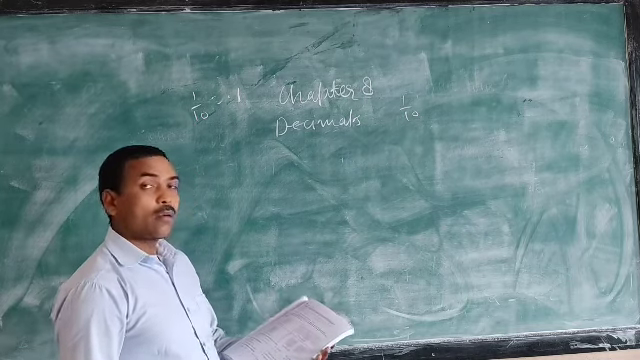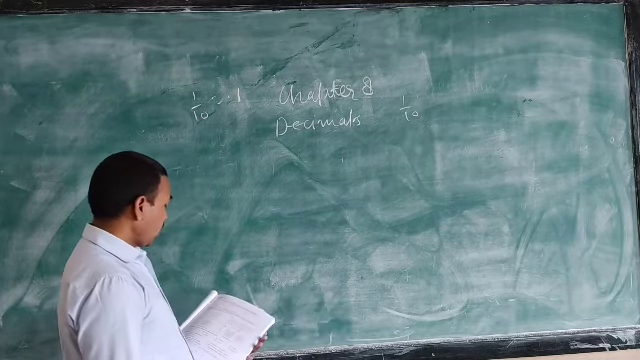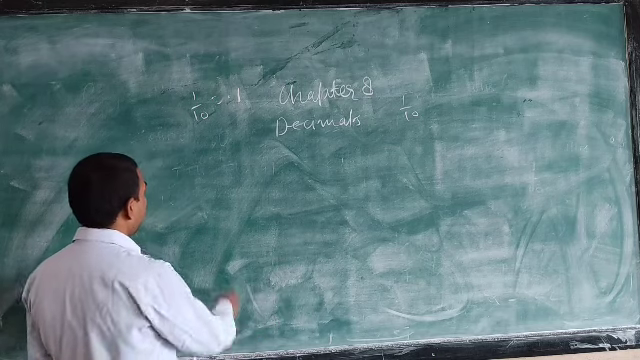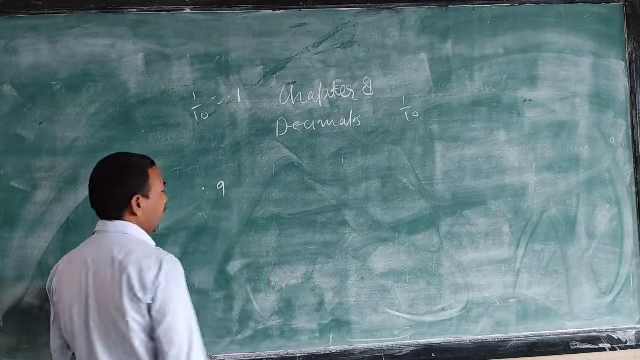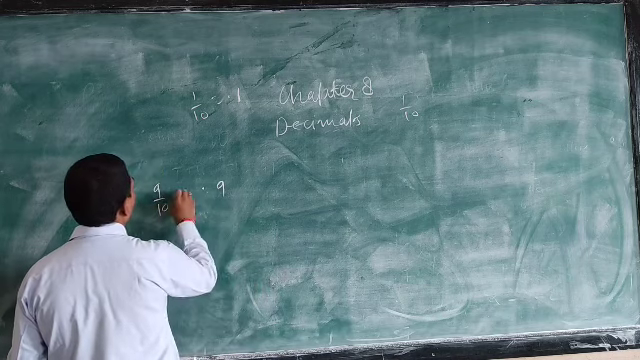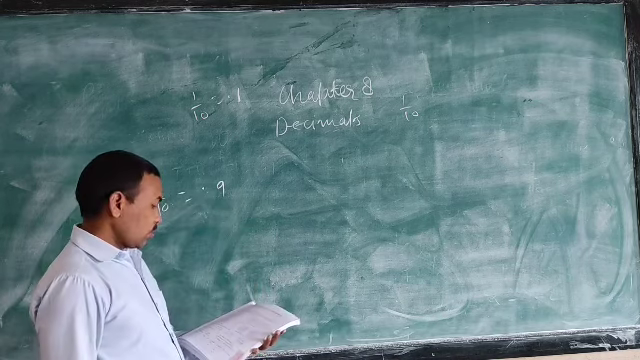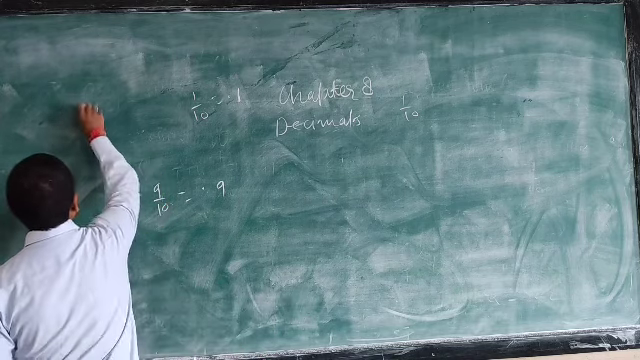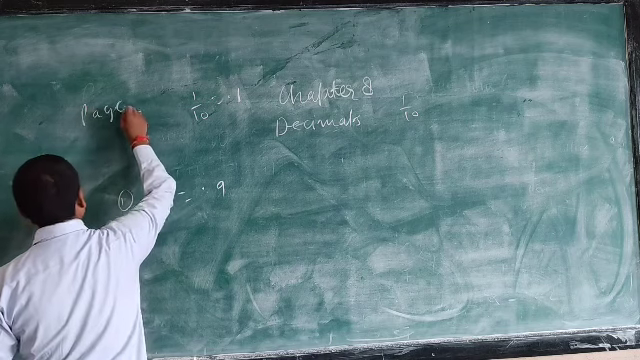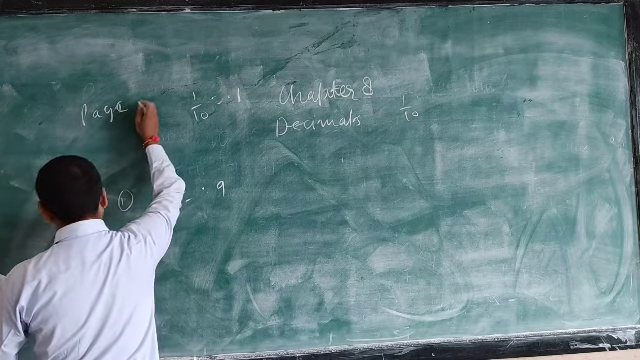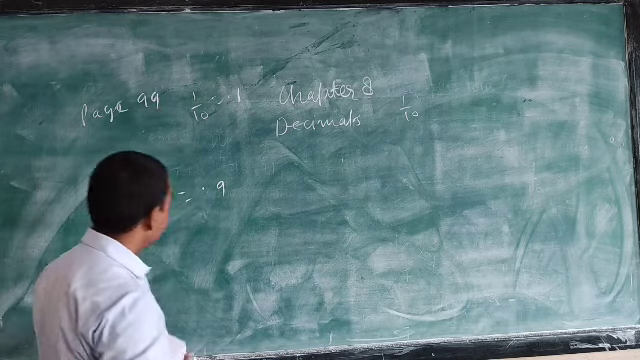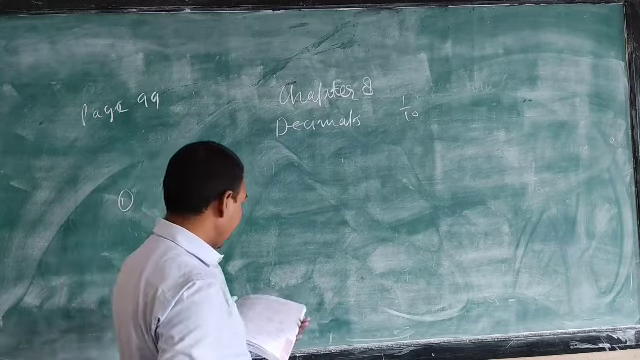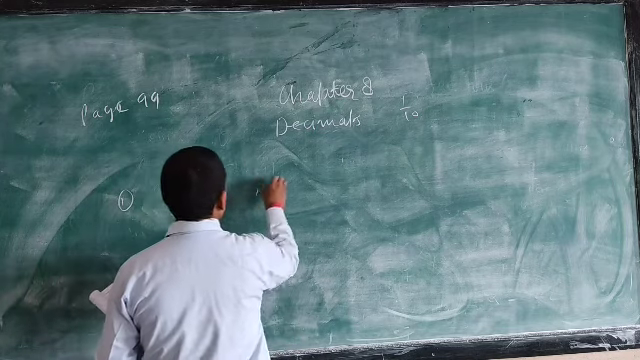And here 9 parts are shaded. Here it asks to write this as a decimal number. So this can be written as 9 by 10 or 0.9. So in this way you can complete the first one on page number 99. Here it asks for the decimal part. So this 9 means 0.9.